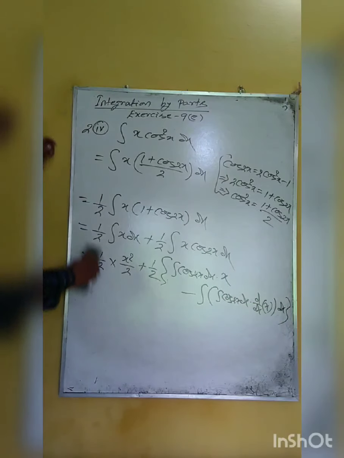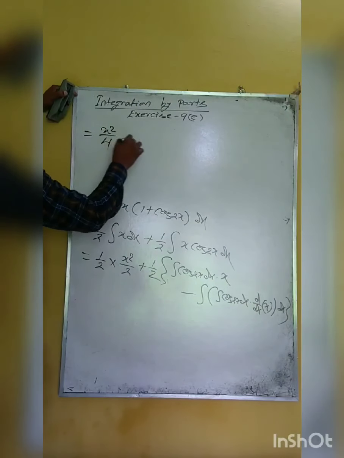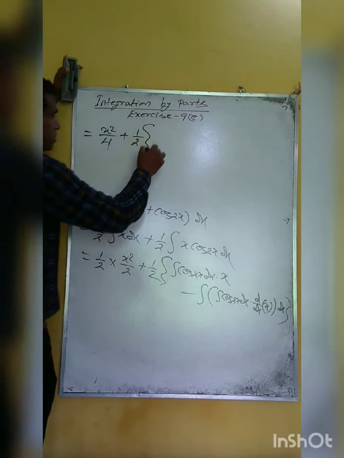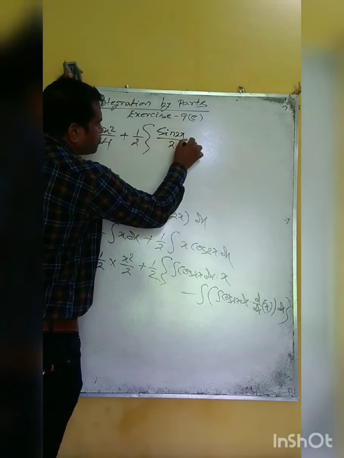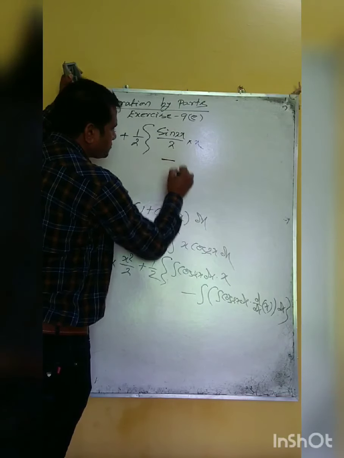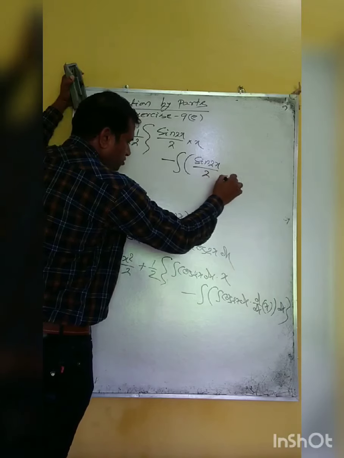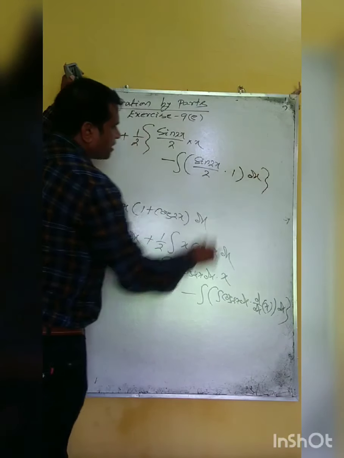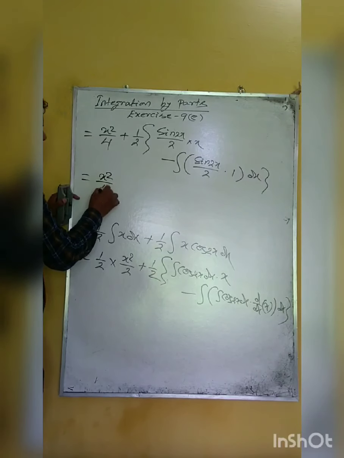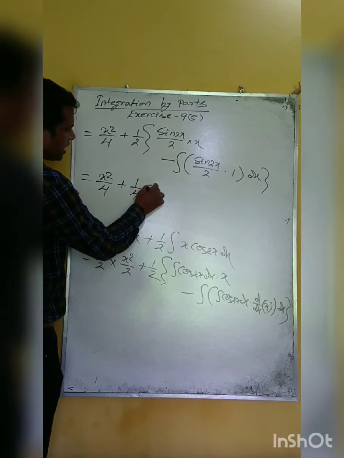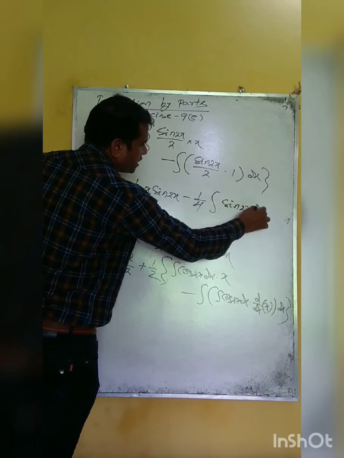Okay, that equals x square by 4 plus 1 by 2 whole into, integral cos 2x dx is sin 2x by 2 into x, minus integral sin 2x by 2 into 1 dx, whole bracket. Okay, that equals x square by 4 plus 1 by 4 x sin 2x minus 1 by 4 integral sin 2x dx.